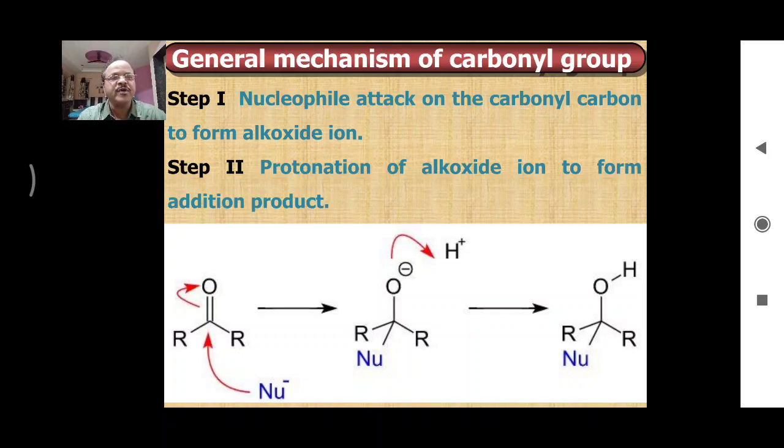In the second step, protonation of alkoxide ion to form addition product. There is addition of this proton to this O minus and there is formation of the O-H bond, and we get the corresponding product of that reaction. Here this is a ketone molecule and we are getting the addition product of ketone. So this is the general mechanism of a carbonyl group.